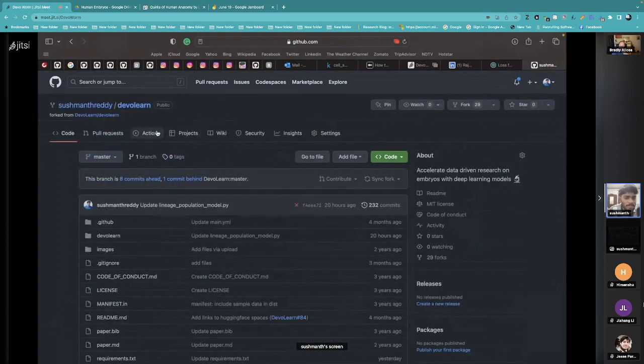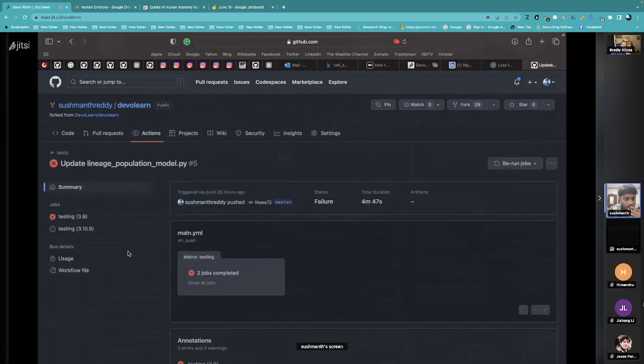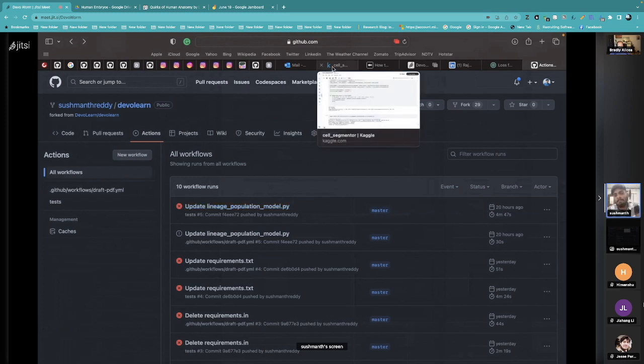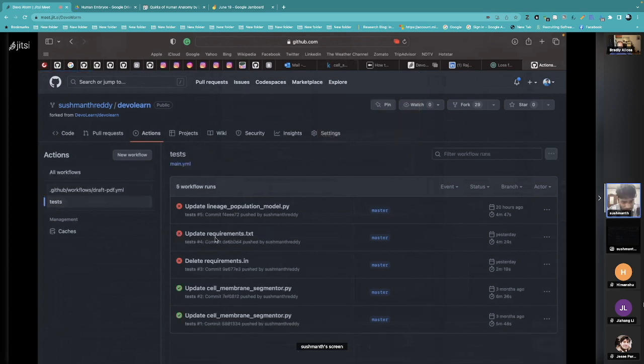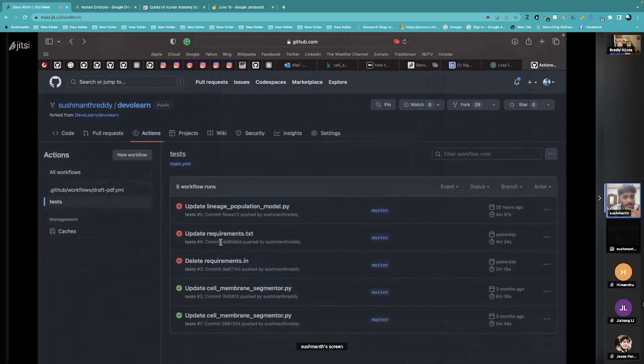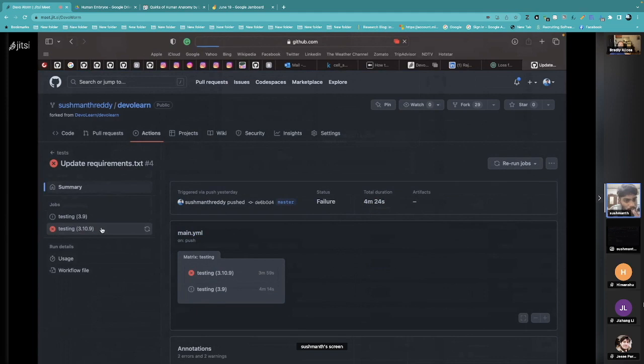This is what happened. I was able to pass the normal test cases for cell segmenter, lineage, cell membrane segmenter, and the GAN model, but the tests are not passing for the lineage population model. There are some deprecated libraries, mainly the scikit-learn library, which is not passing the test cases. So I was going through them. I tried to update it, but I couldn't get time due to traveling and all. Let me show it once.